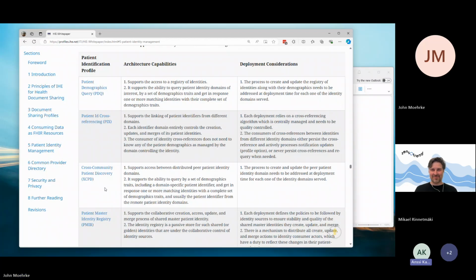But maybe that's a normal case, but we don't have any concrete cases, I think, at the moment of such cross-border need. But we will have soon when IPS starts to spread. I think that's a really good example that even the same EU citizen might have several different identifiers from different countries. Yes. Well, and that's where this XCPD comes in.